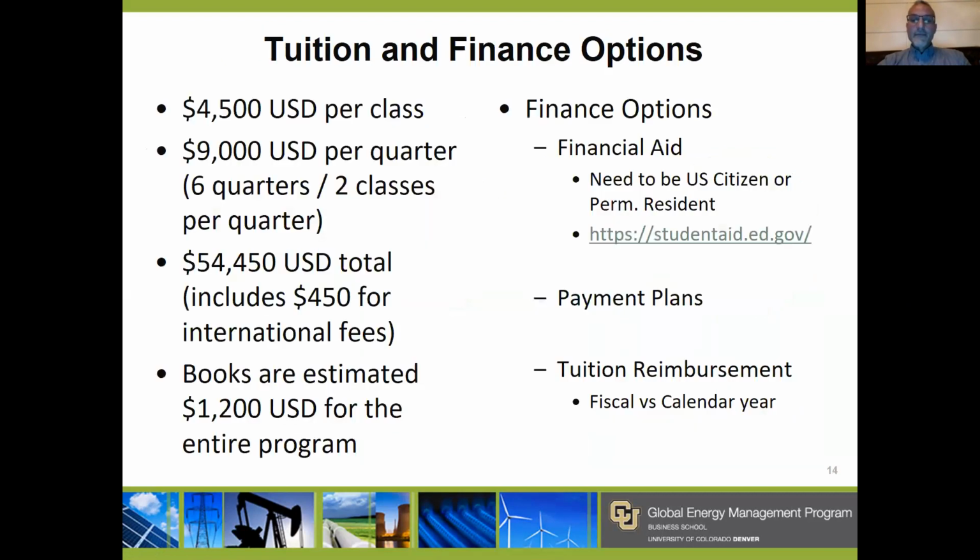And of course, in terms of tuition, it is just about the same for students that are in Denver or that are maybe in Ghana or in South Korea, so to speak. The only difference is there are $450 for international fees, so the total tuition comes to $54,450 US dollars for students that are internationally based, and I'd say maybe about $1,200 to $1,400 for books for the entire program. Now, all that money's not due up front. As you can see on the right-hand side, there are payment plans. I know a lot of students use tuition reimbursement, or you can pay as you go.